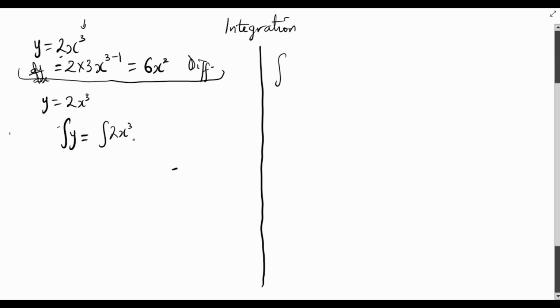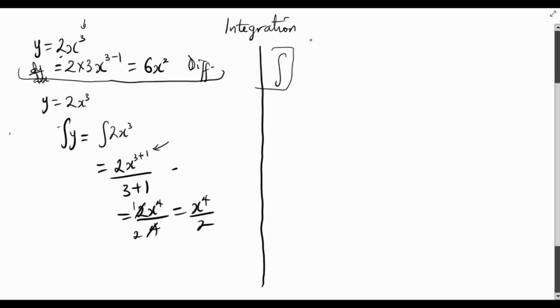I'm going to explain with more examples, but just looking at this, this becomes 2x to the power of 3 plus 1. We add 1 to the power, and also divide by that same thing you just did, 3 plus 1. So this becomes 2x to the power of 4 divided by 4. We divide this by 2 to get 1, divide this by 2 to get 2. And this is x to the power of 4 divided by 2. So this is integration. Let me look at some examples of integration.